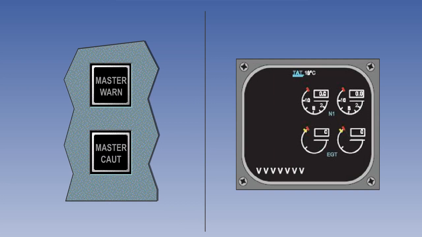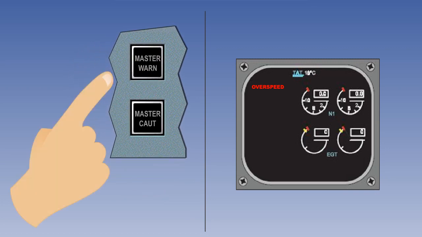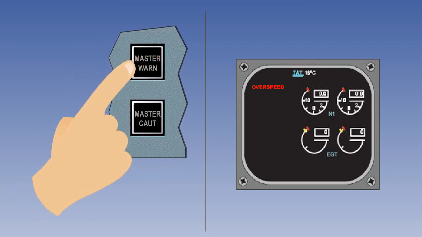A clacker is sounded, and the red master warning lights illuminate, and the overspeed message is displayed on the ICAS upper display. The warning cannot be cancelled by pressing the red master warning light and will continue until the crew slows the aeroplane.